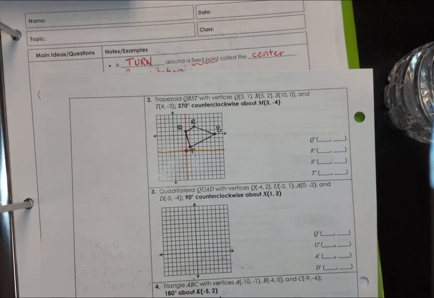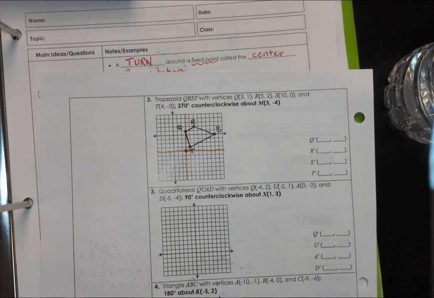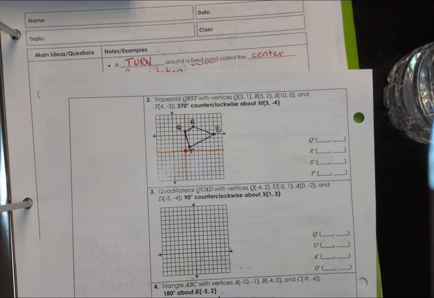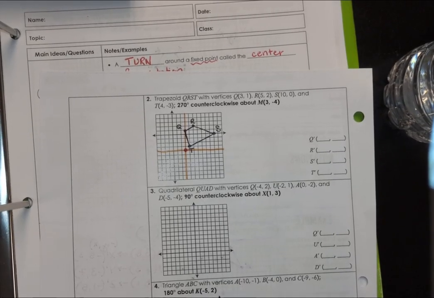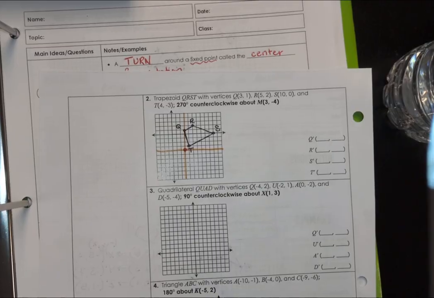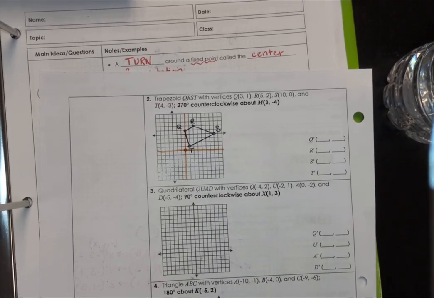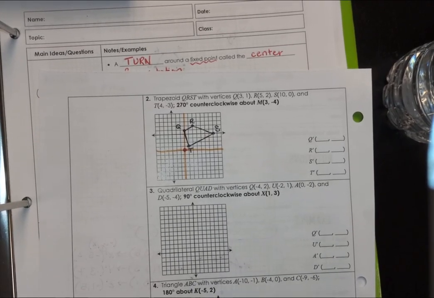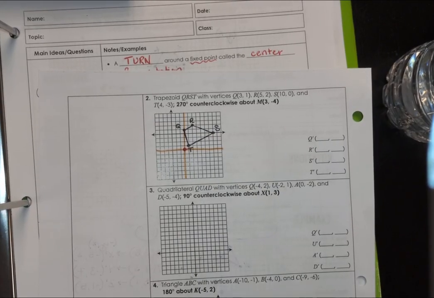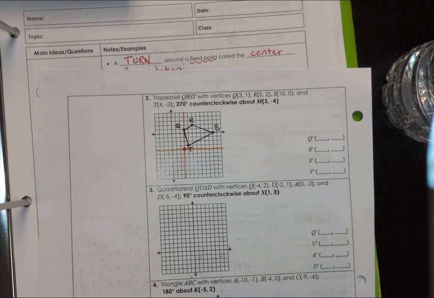Alright, so you should have a trapezoid. You should have a new origin. Thank you, Willa. Alright, what do we do now? What's the next step?